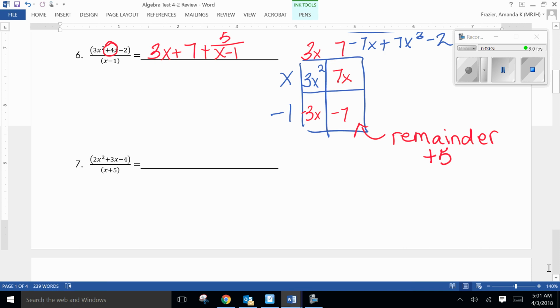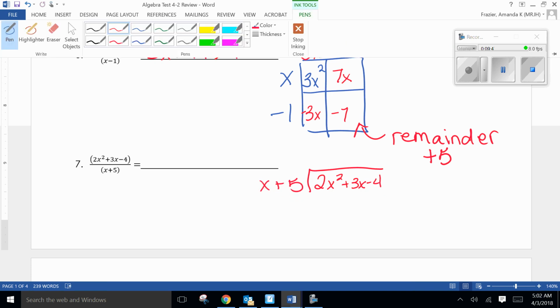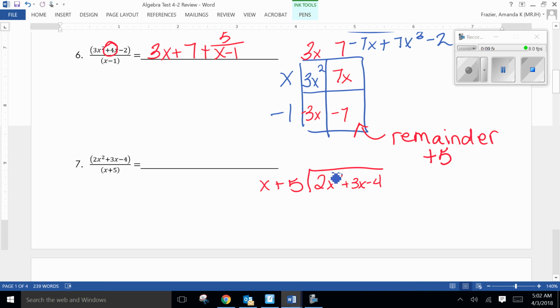Okay, number 7, 2x squared plus 3x minus 4 divided by x plus 5. So I'm going to use long division this time. So 2x squared plus 3x minus 4 and x plus 5. So remember, we are looking at what would x need to multiply to get 2x squared. So it needs to multiply by 2x. So 2x times x is 2x squared, and 2x times 5 is 10x.